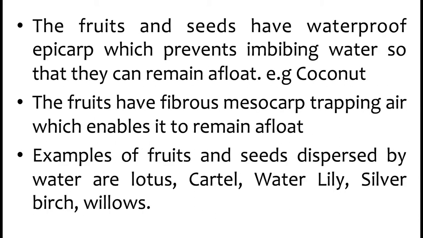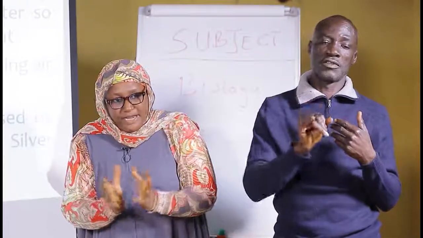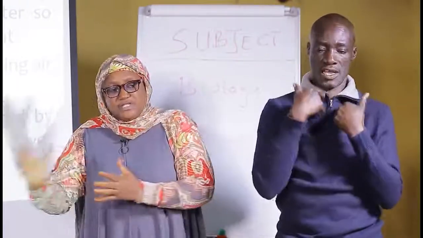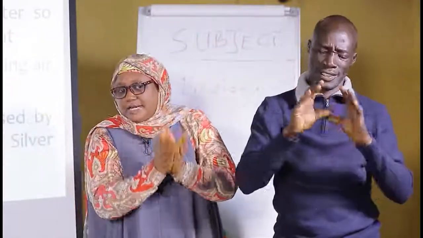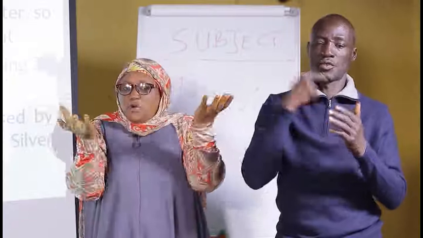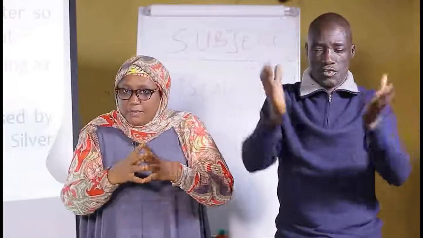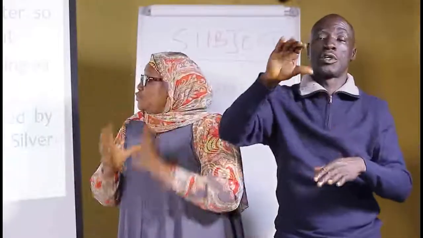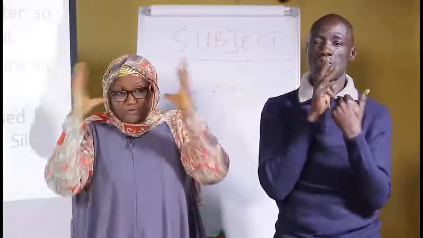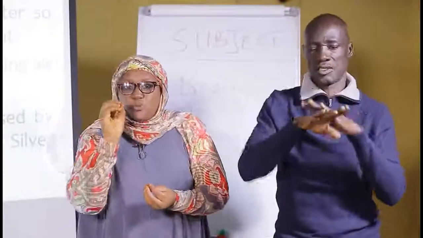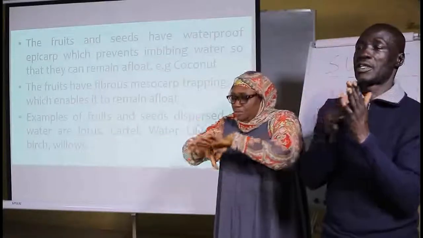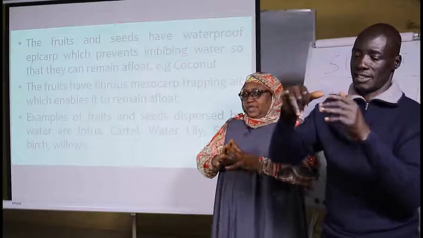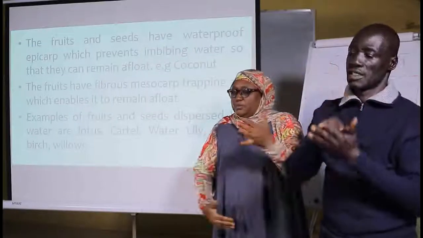One, the fruit and seed have waterproof epicarp. That is those plants that have dispersal of seed and fruit by water. The epicarp of the fruit. Remember when we described fruit, we said the outer covering of the fruit is what we call the epicarp. So when epicarp has a waterproof structure, then water does not penetrate. And if it does not penetrate, the seeds remain buoyant on the water, and that makes it to be moved from one place to another.